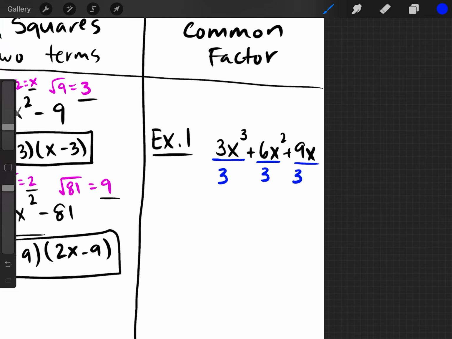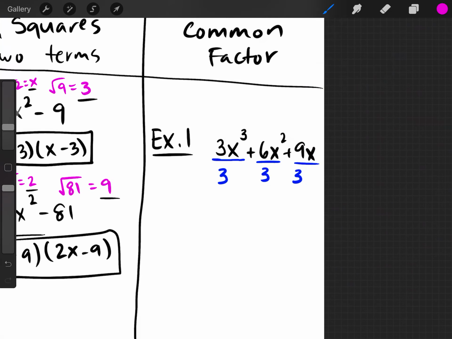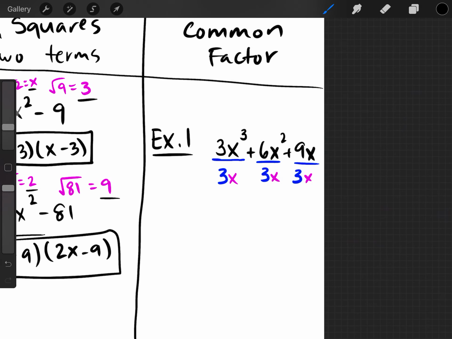But on top of that, you look at it, what else do these all have in common? The second thing that they all have in common is all of them have an x, right? 3x cubed, 6x squared, 9x. They all have an x. And the most we can take out of all three of these is 1x, right? So we're going to divide these all by 3x. Now that 3x that we're dividing by, it doesn't disappear. It sits out in front of our factored form, and we're going to write what's left over after we divide.